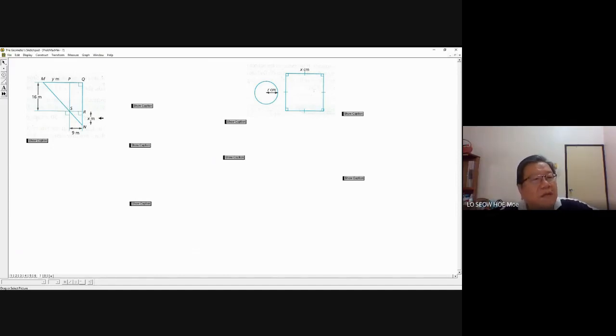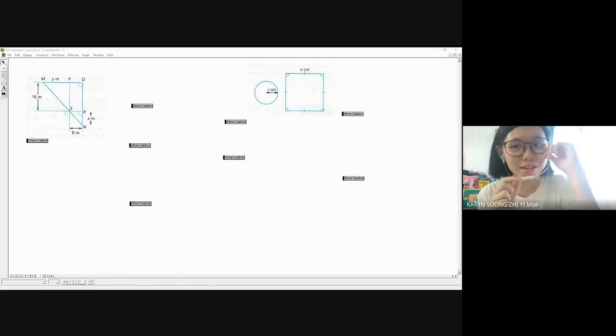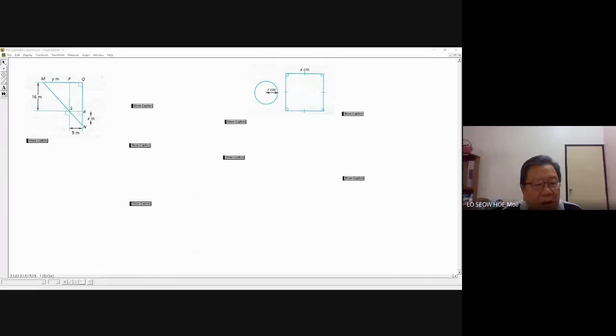Now, if you want to find the relationship between y and x, I don't know whether you have learned this in your mathematics or not. We use similar triangles. Have you heard about similar triangles in your mathematics? No or not? I think no. Okay, then I explain to you.